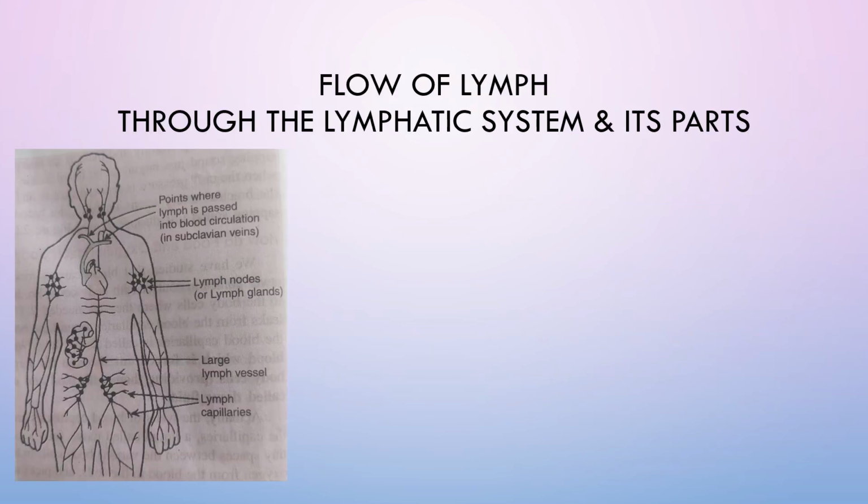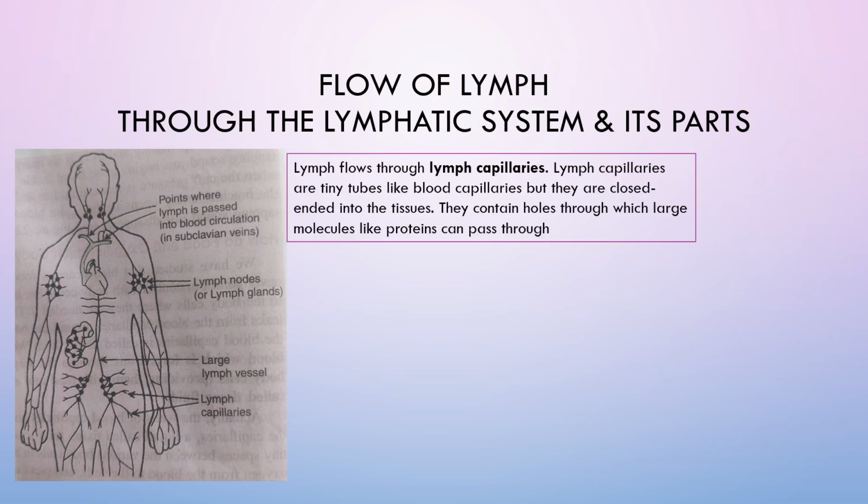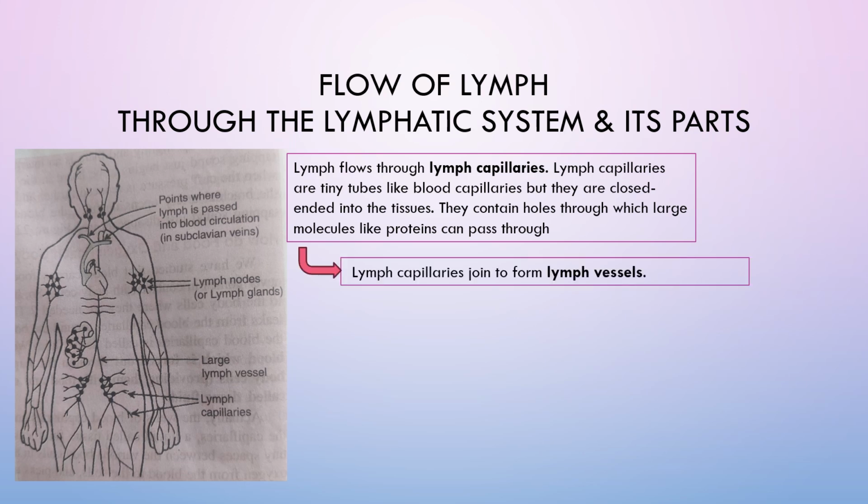Having seen how lymph is formed, let's now see how lymph flows through the body. So lymph flows through the lymph capillaries. These are thin capillaries just like blood capillaries, but the difference is that these are closed ended into the tissues. That is, on one end they are embedded in the tissues, in the gap between the tissues. Now they contain holes through which even large molecules like proteins can also pass through. Then these lymph capillaries, they join and they form what is known as the lymph vessels. So you can see here these thin lymph capillaries, they join into the large lymph vessel.